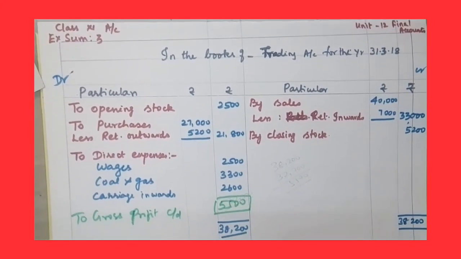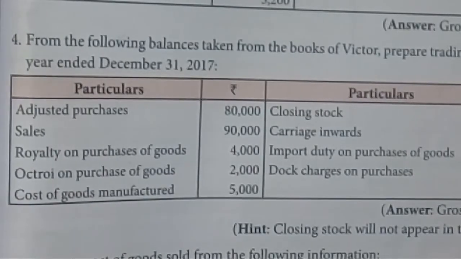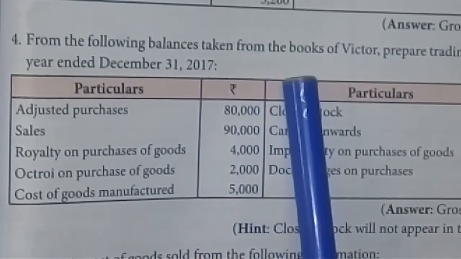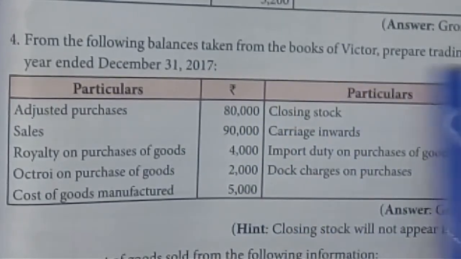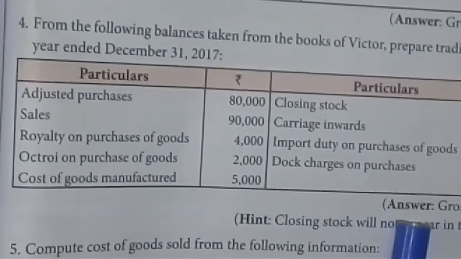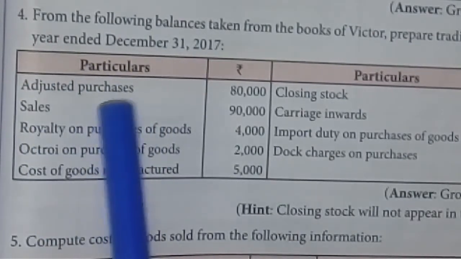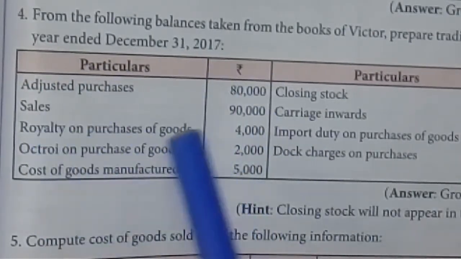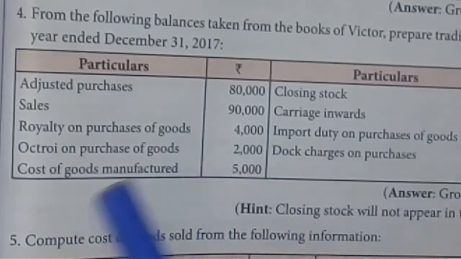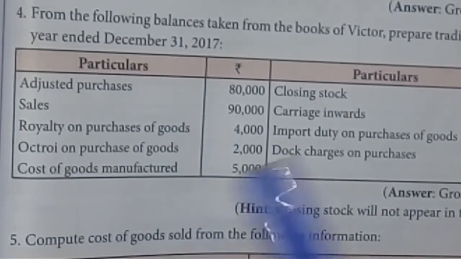Okay, now we will move on to exercise sum number 4. So this is a sum given in our textbook regarding exercise sum number 4. From the following balances taken from the books of Victor, prepare trading account for the year ended 31st December 2017. The one thing we have to note in this sum is the first one they have given as adjusted purchases. I'll tell you that. Others all sales, royalty, this is the direct expenses, octroi, this is direct expenses. Cost of the goods manufactured should come in the debit side of the trading account.